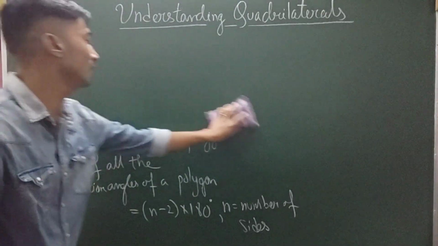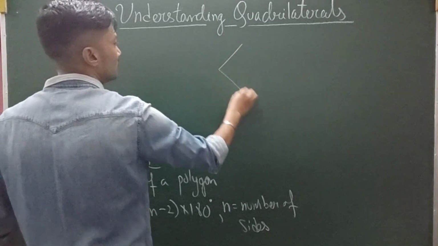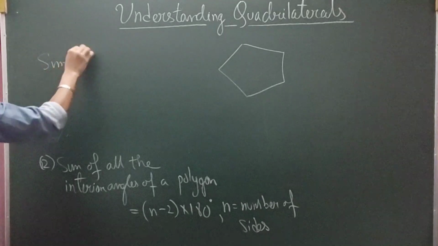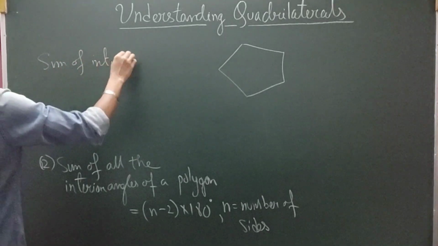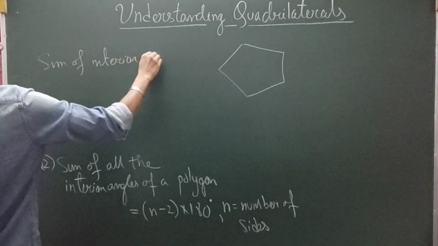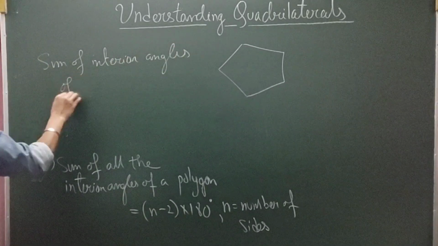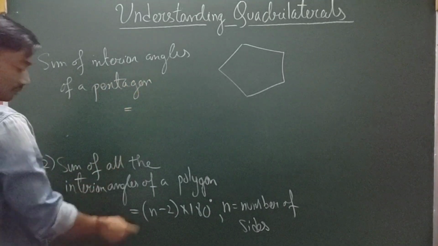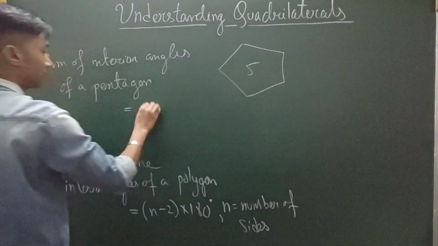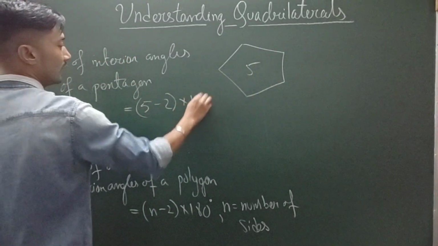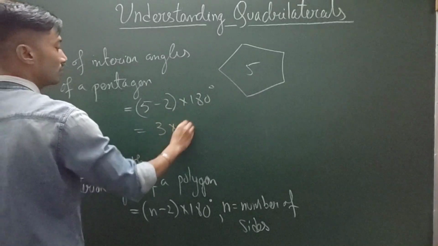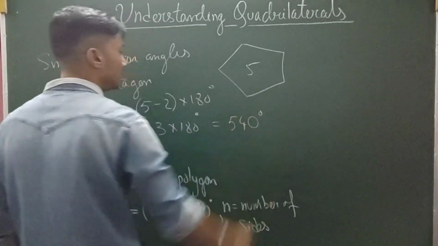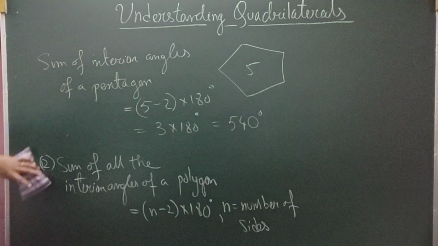Alright, let's take an example. Let's say we have a pentagon: 1, 2, 3, 4, 5. What will be the sum of the interior angles of a pentagon? How many sides do we have? 5 sides. So 5 minus 2 into 180 degrees, that's 3 into 180 degrees. So how much is that? 540 degrees.